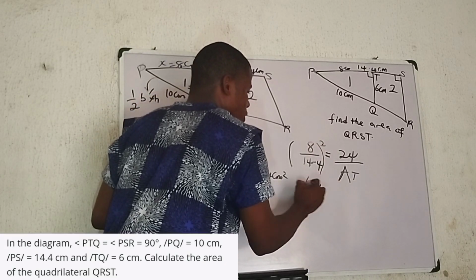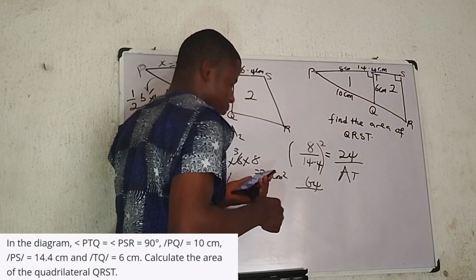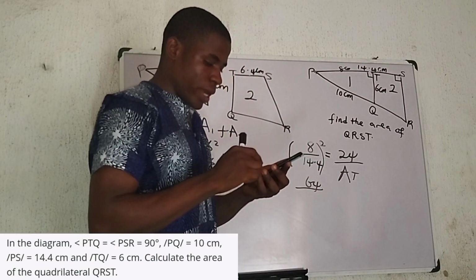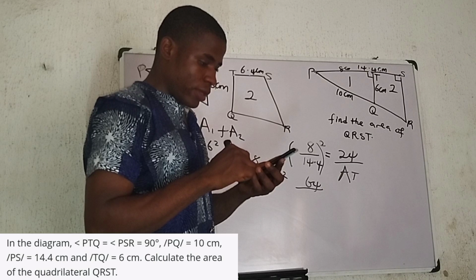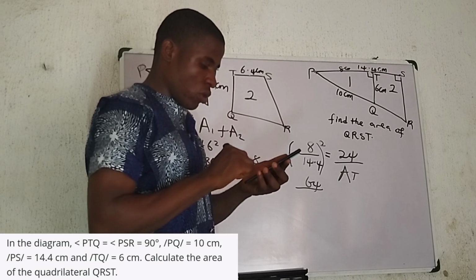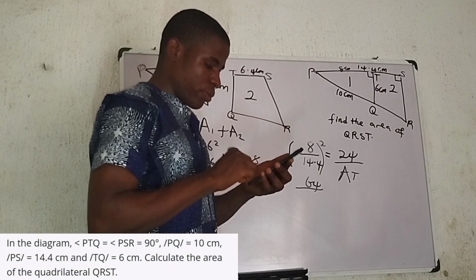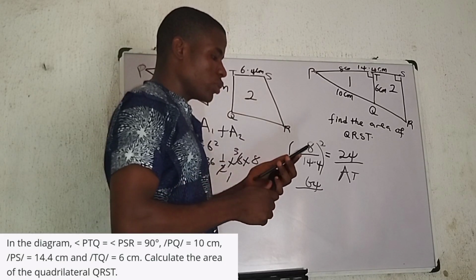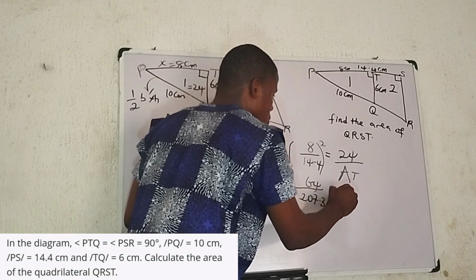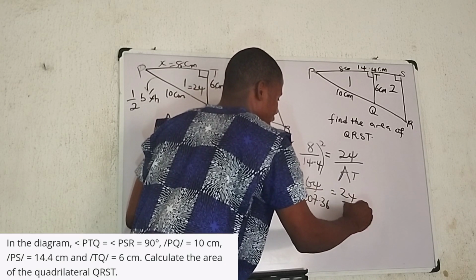I hope you understand. Now, what's 8 squared? It is 64, all over what's 14.4 squared? Let me check with my calculator here. 14.4 times 14.4 gave me 207.36. Now I have 64 over 207.36 equals 24 all over AT.